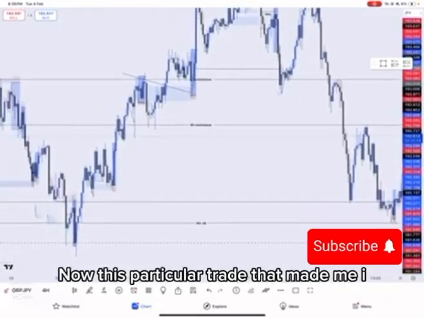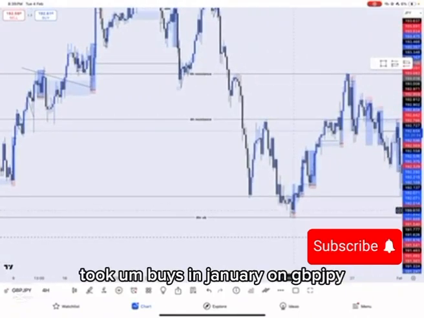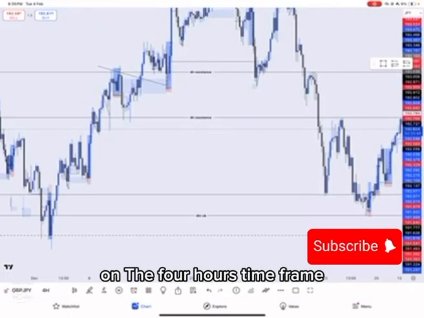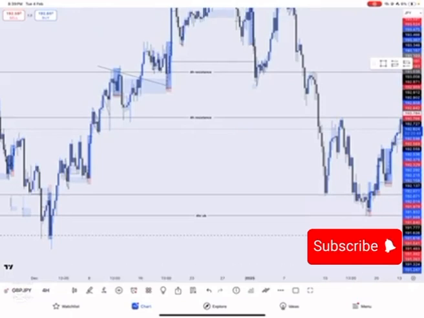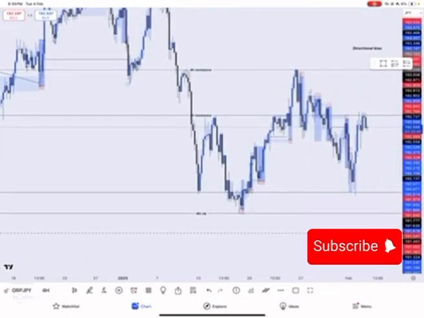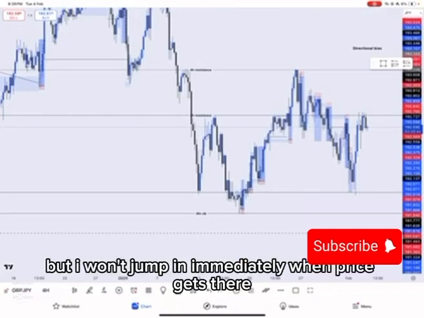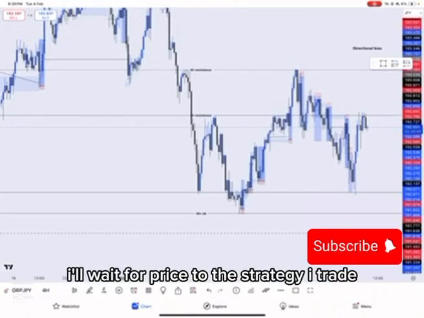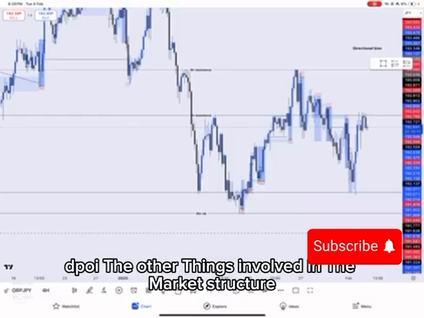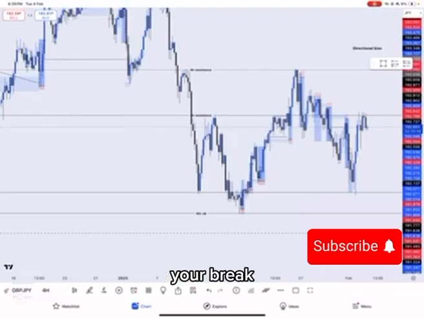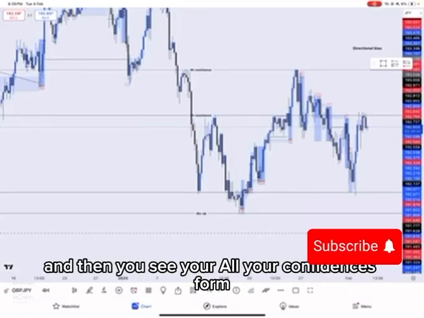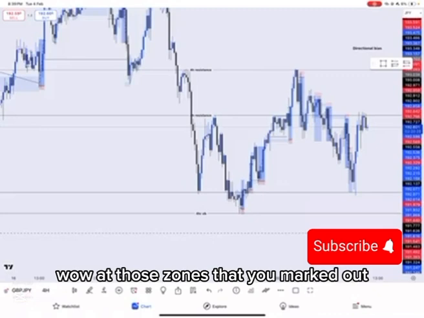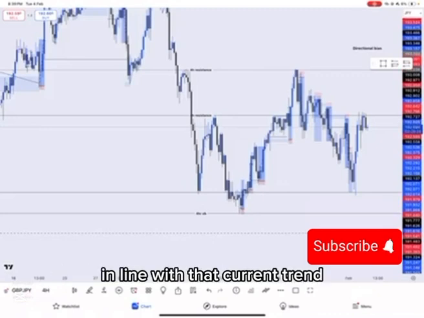So let's say, for example, this particular trade I took, buys in January on GJPY, and this was the reason why. On the 4 hours time frame, there was a 4 hour order block here. So what I will do is wait for price to get to that 4 hour order block, but I won't jump in immediately when price gets there. I'll wait for the strategy I trade: market structure, liquidity, the POI. There are other things involved in the market structure, like your structure shifts and your breakout structure. If you see that and you see all your confluences form at those zones that you marked out, that's when you can take your trade in line with that current trend.